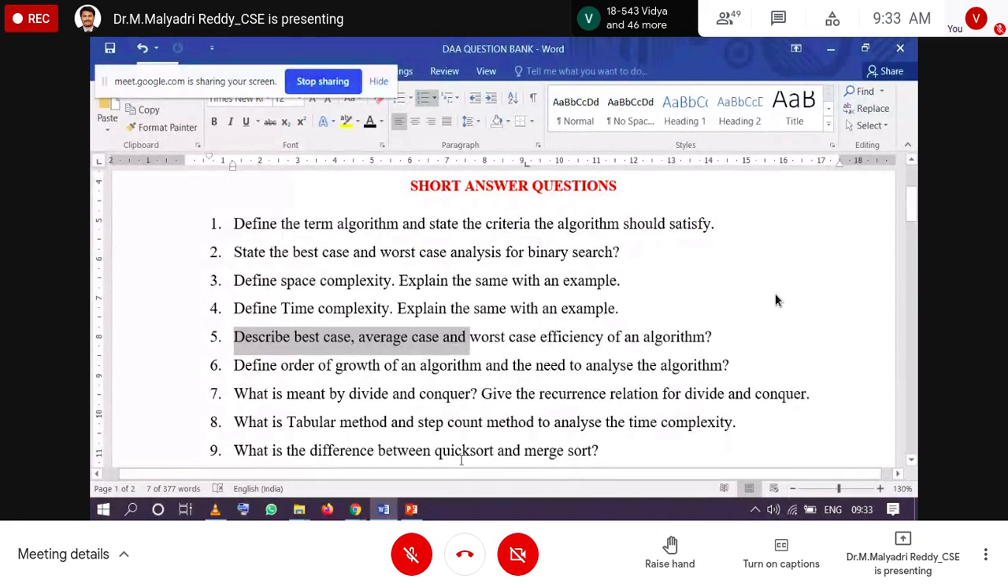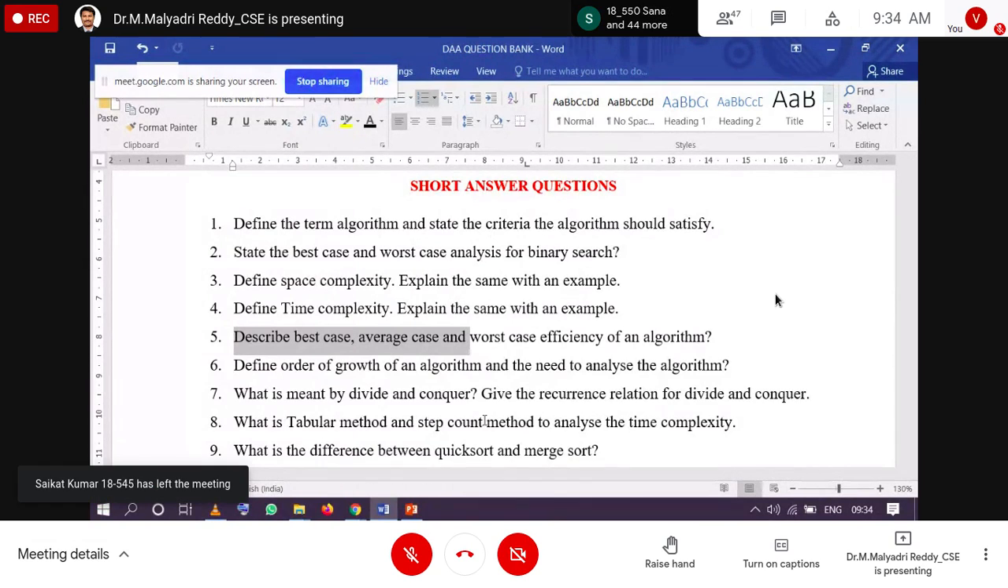What are the tabular method and step count method for complexity? Generally the complexity is analyzed using two methods: the tabular method and the step count method, already explained and given in your material. Tabular method means we solve the problem by using tables. In the step count method, we count the steps.